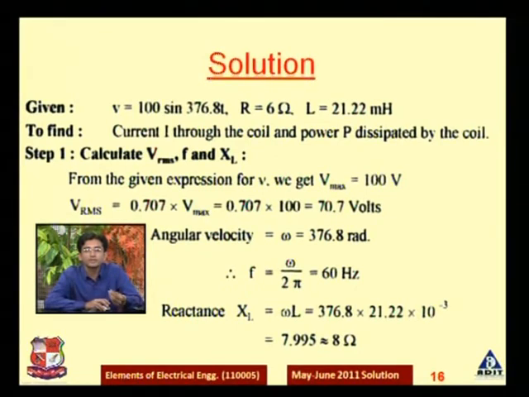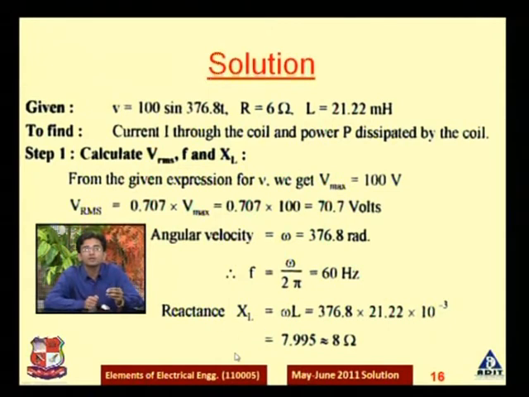It is not given in this example, but omega is given. Where is omega given? Omega is given in V = Vm sin omega t. So omega is equal to 376.8. By putting the value, you will get that the frequency is 60 hertz. Now if you know the frequency value, you can easily calculate the value of XL. What is XL? XL = 2 pi f L, or XL = omega L. So by putting the values of omega and L, you can calculate XL.